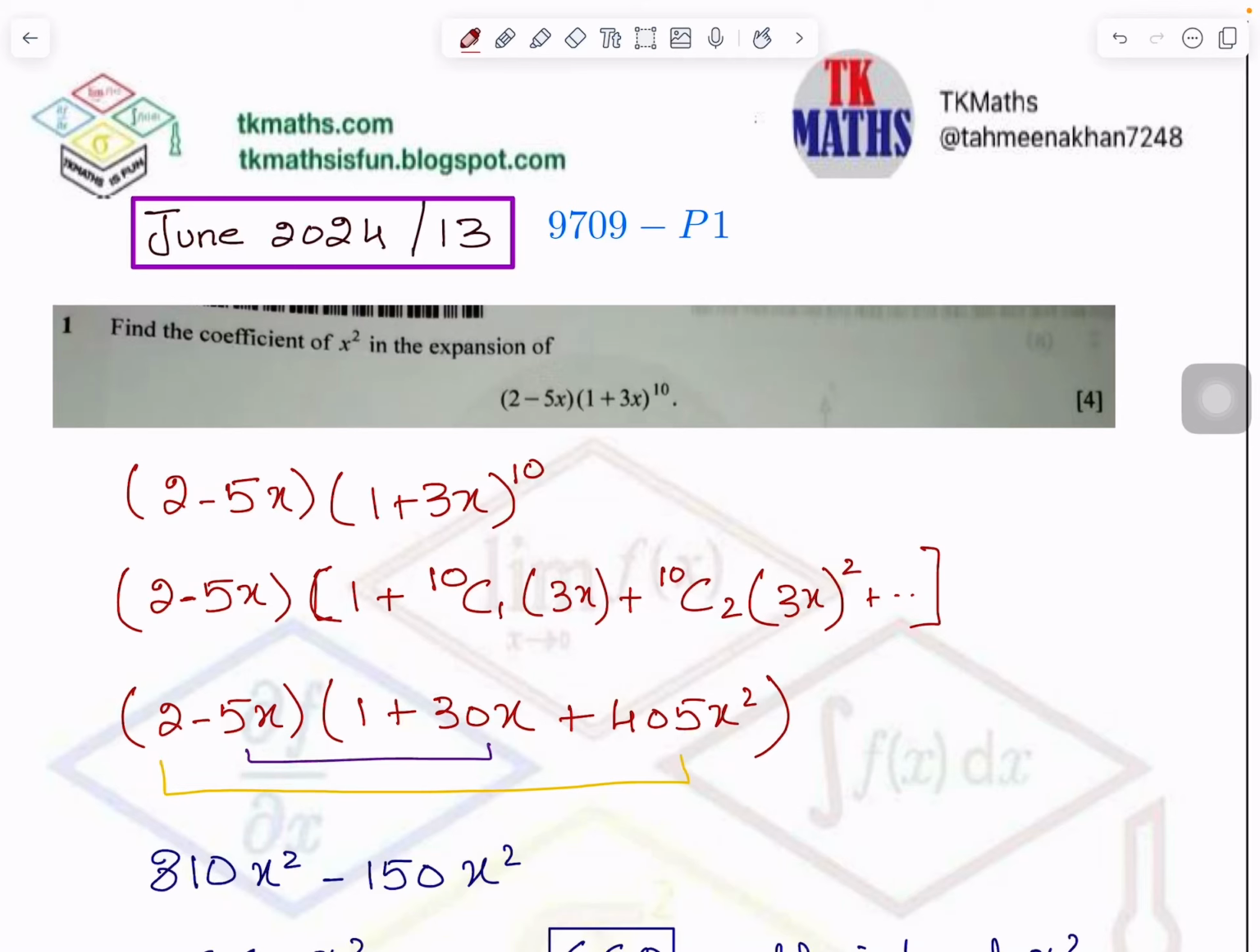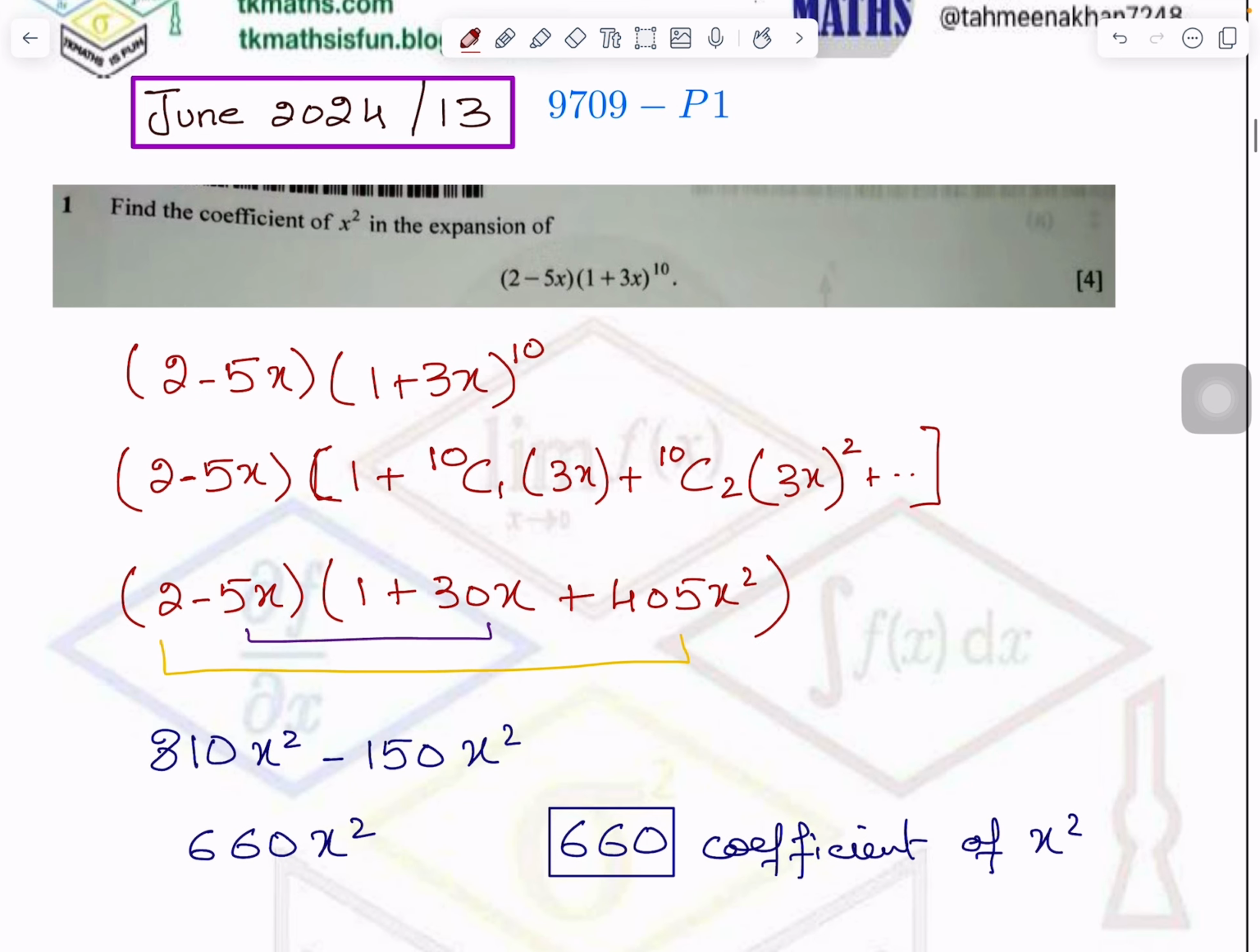In today's video, we will see the solution of question paper June 2024 variant 1-3 of 9709 P1. I have solved the questions here, so I will stop at every screen for 30-40 seconds and discuss the important points, and you can see the solutions, right? So the first question is on the binomial theorem expansion.